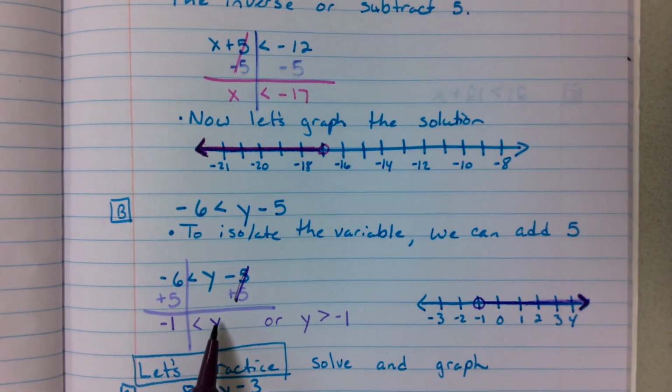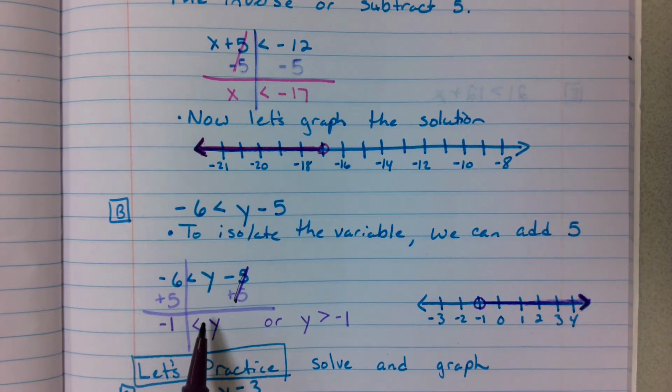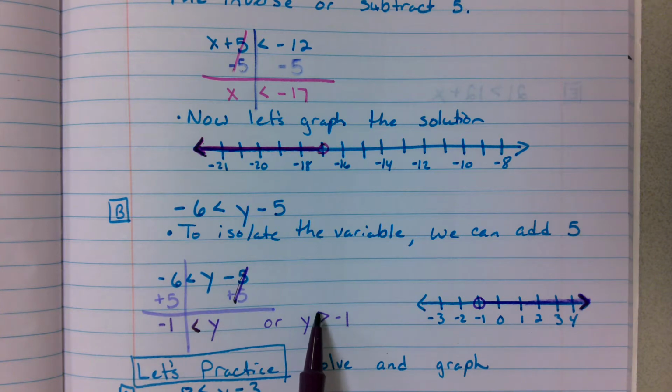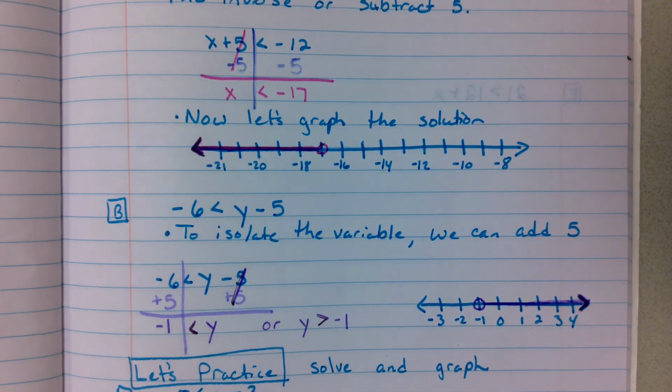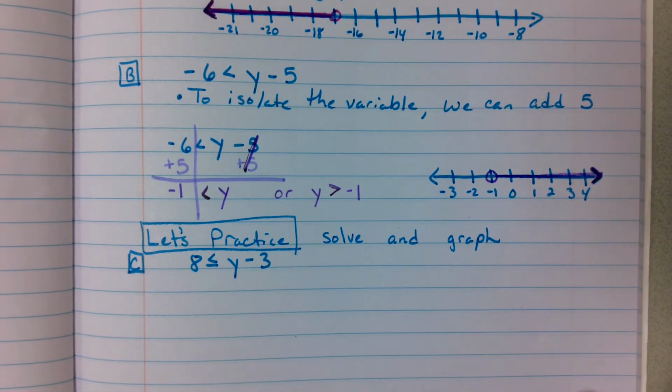So notice how I did that. I flipped the whole thing. The y is where my inequality is open to, so when I flip it, my inequality is still open to that y. All right, C, solve and graph. 8 is less than or equal to y minus 3. Go ahead and solve that, and give me the graph.